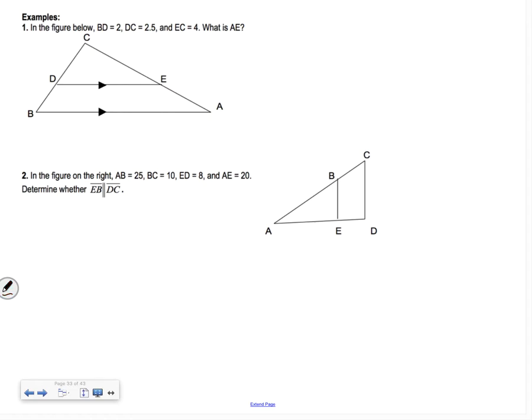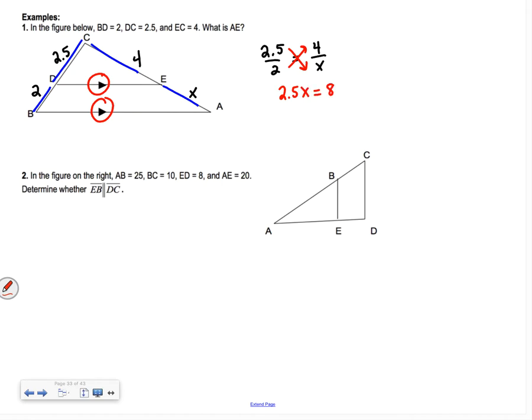So if I have BD equal to 2 and DC equal to 2.5 and EC is 4, it says what is AE? That's going to be our X here. So this is the triangle proportionality theorem. It's saying the piece divided by the piece equals the piece divided by the piece. And we're able to do this because of these parallel lines right here. So we can say 2.5 divided by 2 equals 4 divided by X. Then we can cross multiply. So 2.5x equals 8. Then we divide 8 by 2.5, and we get 3.2. So x is going to be 3.2.